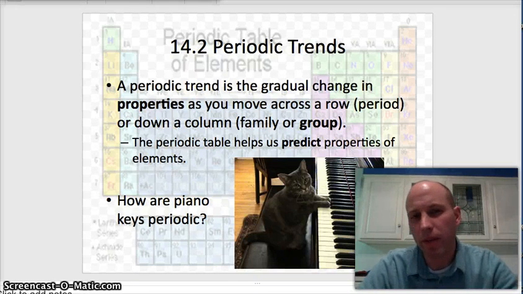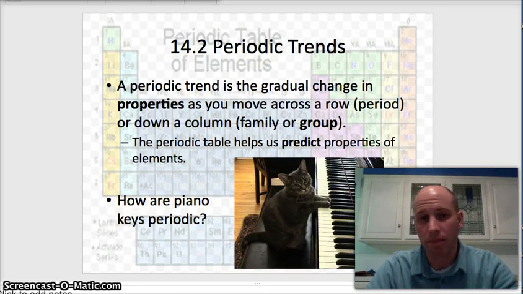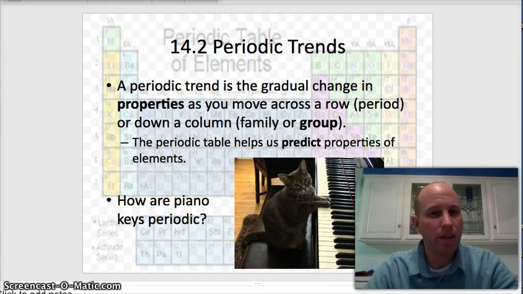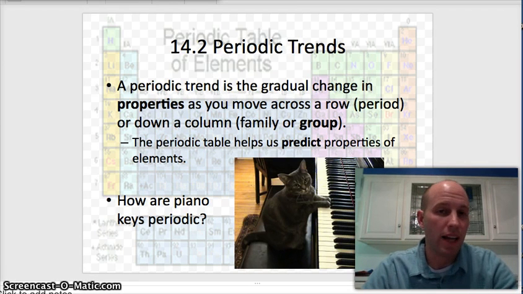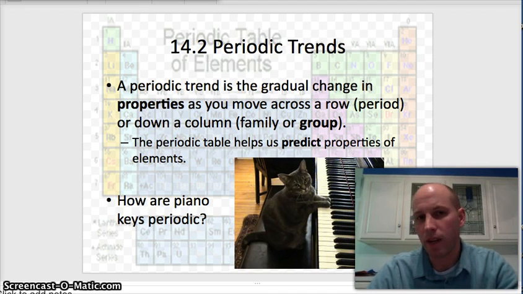Have you ever wondered why the periodic table is called, well, the periodic table? We mentioned this idea of periods being rows or horizontal on the periodic table and vertical columns being called families or groups back in chapter 5.